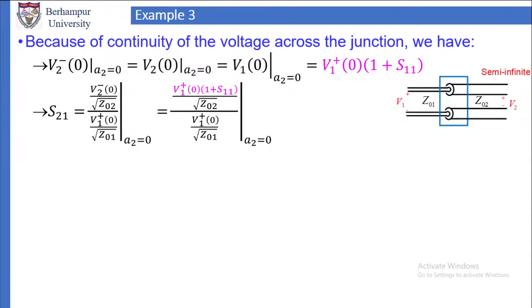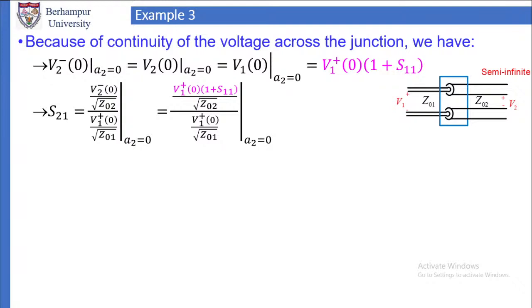Remember this. In the numerator we have root over of Z02. In the denominator we have root over of Z01. So S21 is equal to, because on the right hand side we have transmission line 2, and on the left hand side is port 1, so towards port 1 we have transmission line 1. B is for port 2, so at port 2 we are considering B2 by A1. B2 is V2 minus by root over of Z02, then A1 is V1 plus by root over of Z01. This is for A2 equal to 0.